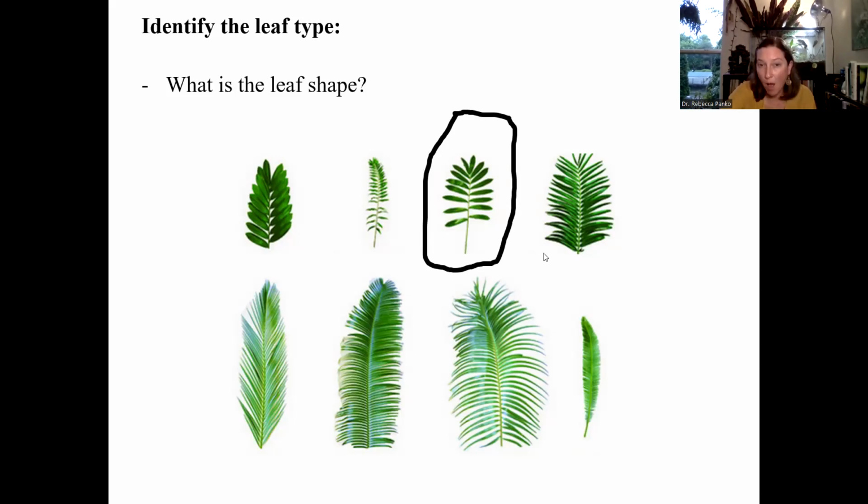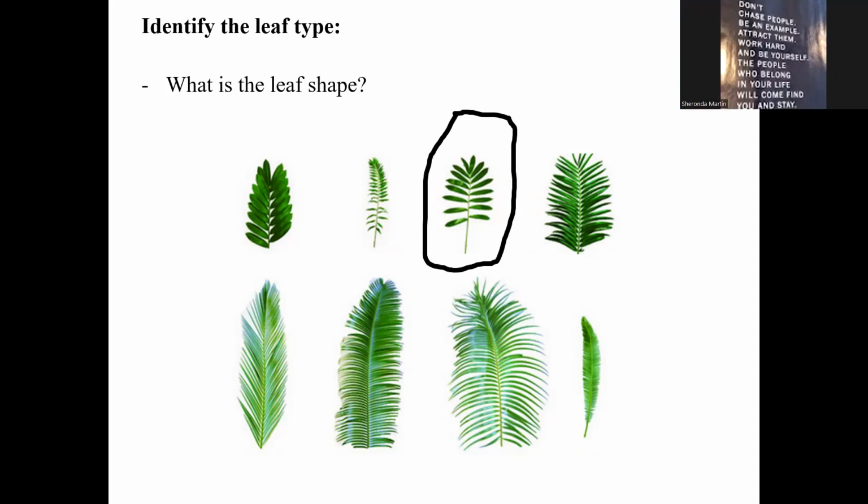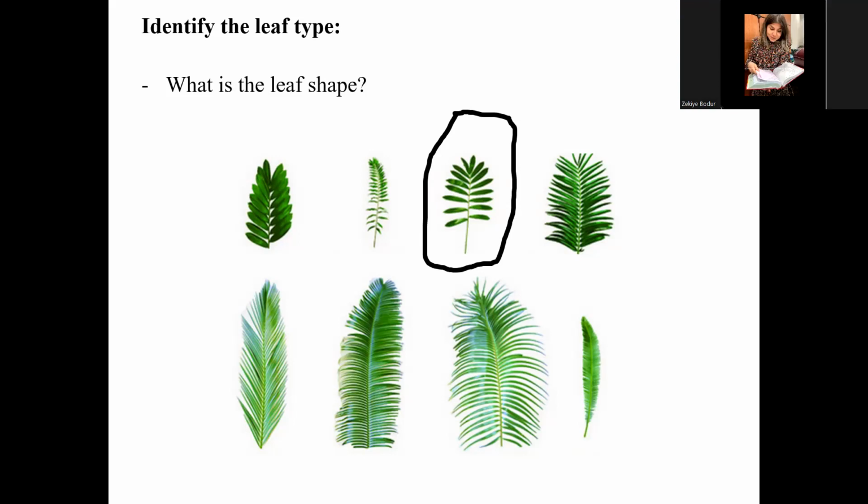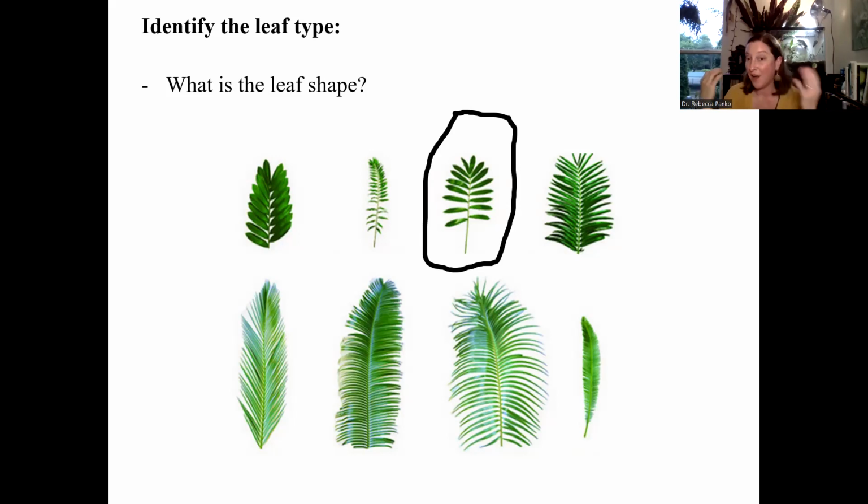So is this palmately compound? Or is this pinnately compound? Do the leaflets come out of a central location or all along? The second one. Not palmately, pinnately, right? Pinnately. Great. Okay, so we know it's compound. We know it's pinnately compound, not palmately compound.